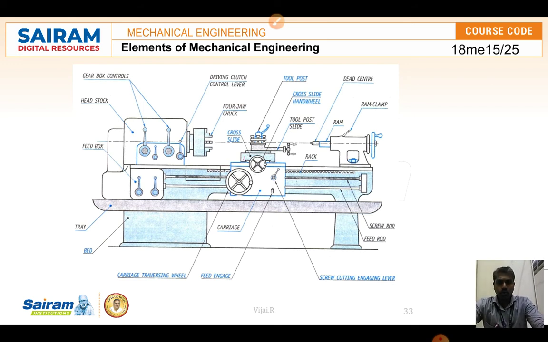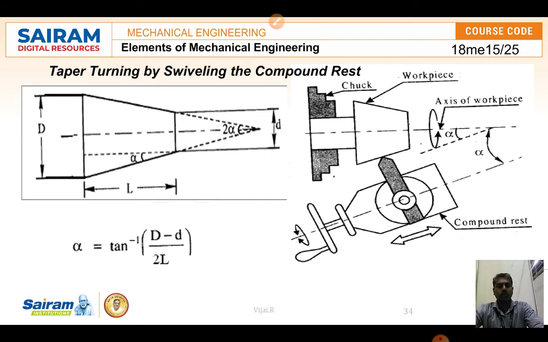Now the tool post is situated over the compound rest, and the compound rest is situated over the saddle. In the carriage, the cross slide, tool post, and compound rest are all there. When we need to rotate the tool, by swiveling the compound rest we can rotate it according to the angle required. So first we have to find out what angle is required for making the taper.